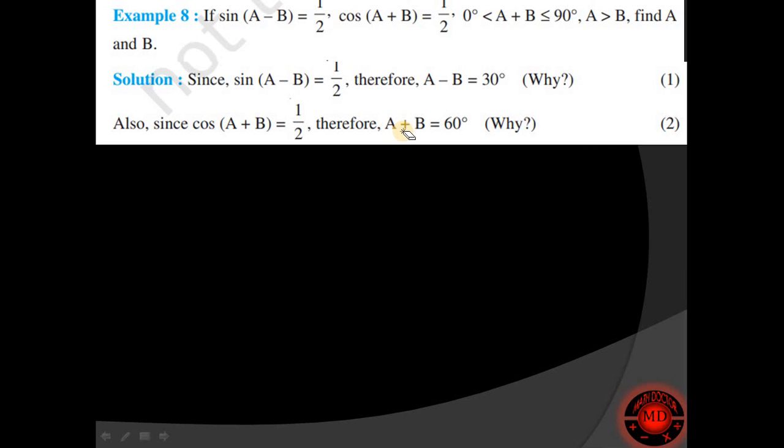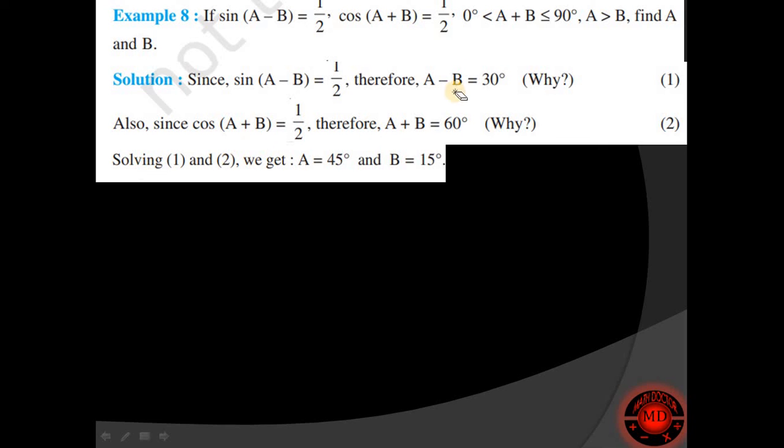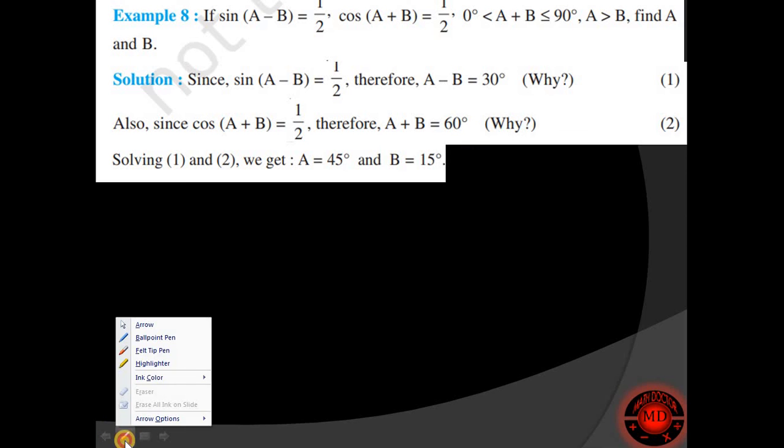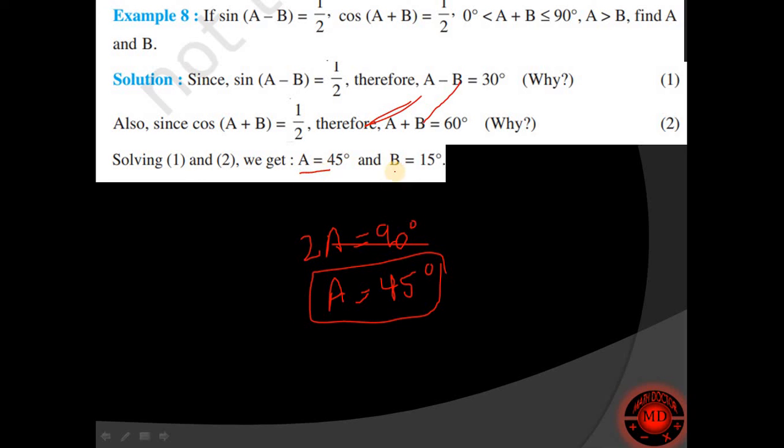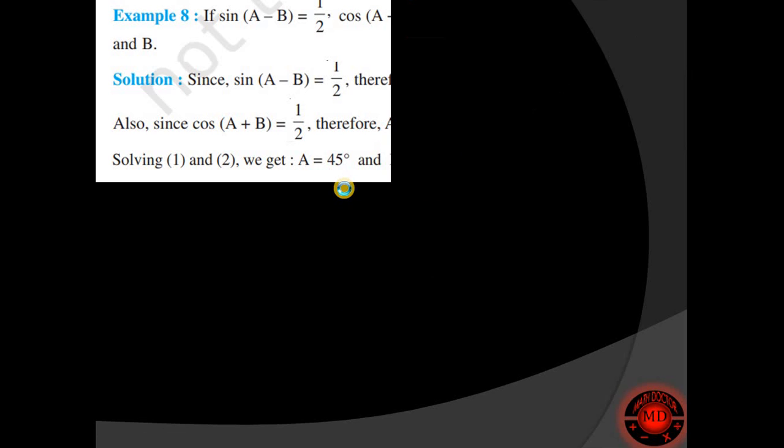If we have this relationship, then we can add both of these, and B will be cancelled out. If we add both these equations, we will get 90 degrees equals 2A, and so A becomes 45 degrees. So that is the idea. In the same way, by putting 45 degrees here, we will get 15 degrees as B.